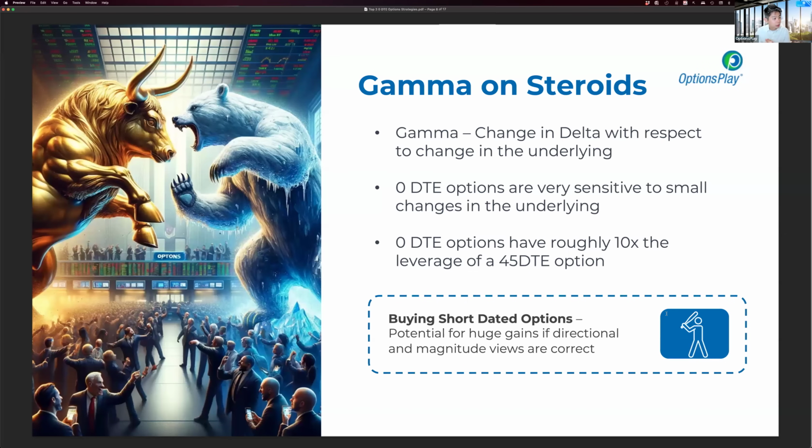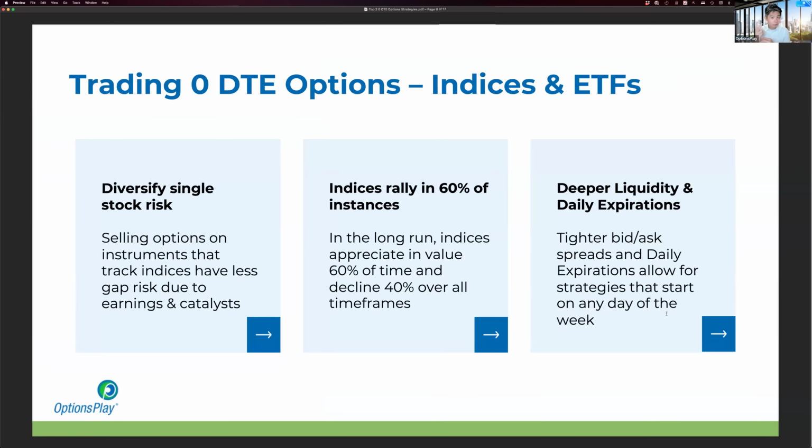And I see a couple of questions about assignment risk, and we're going to get to that here in 1 second. So trading 0 days to expiration, you really have 2 choices. You can trade index options and you can trade ETF options. And we're going to talk about both first, then we'll talk about the difference between the 2. And we'll first talk about why, if you're trading 0 days to expiration, you really have to only trade indices or ETFs.